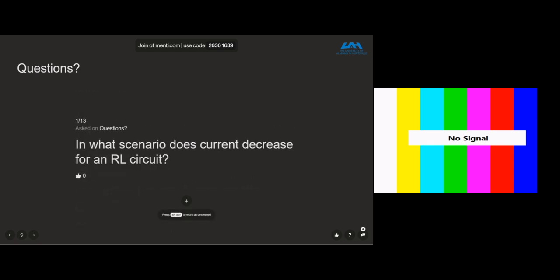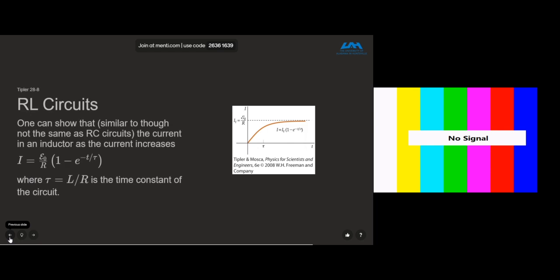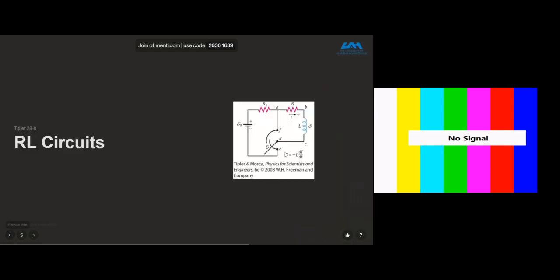In what scenario does current decrease for an RL circuit? If I go back several slides, there was what was called a make before break. I had to learn about this one. This is called a make before break switch.